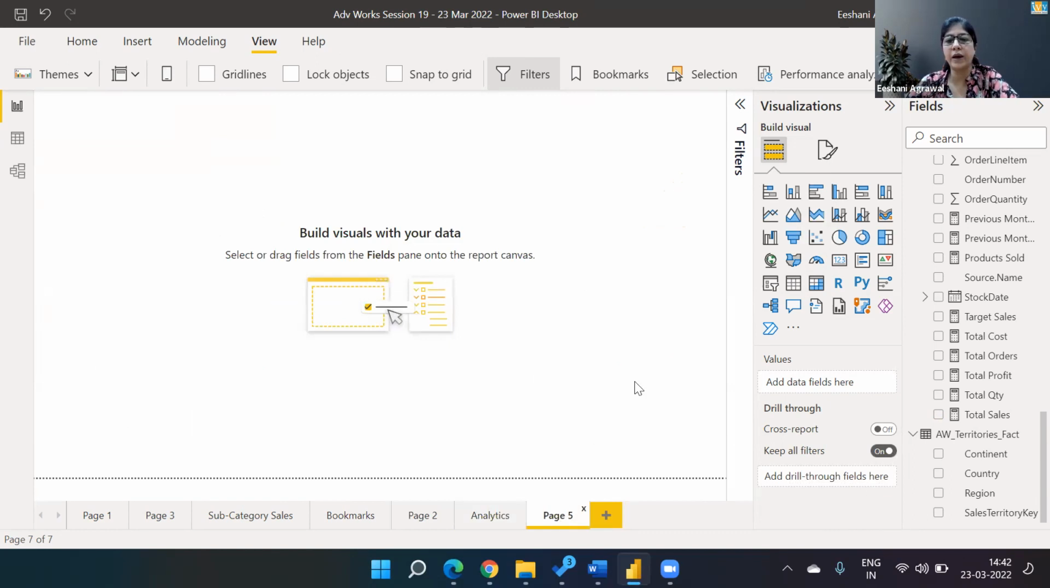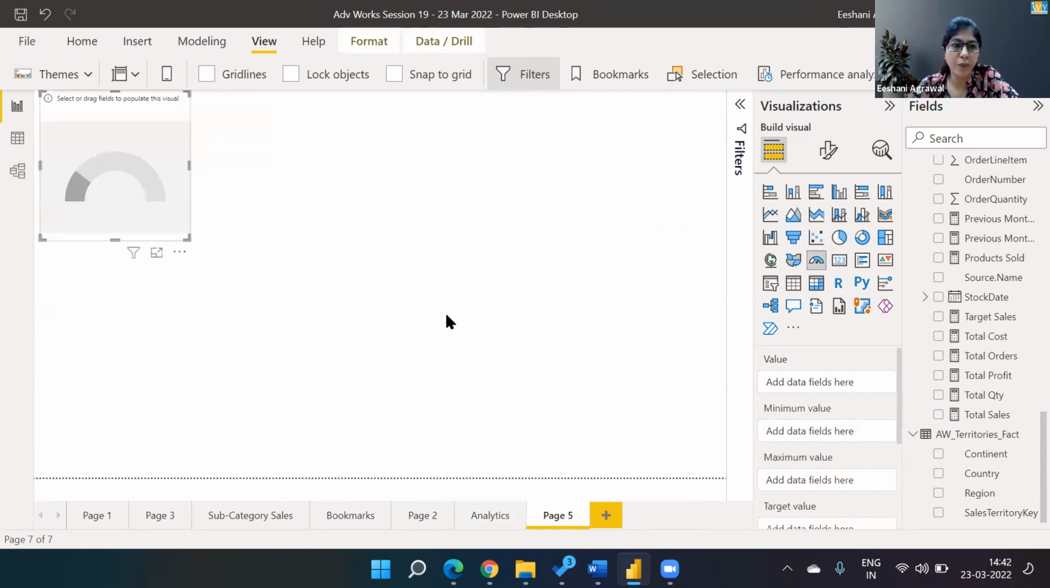And when you click on the gauge chart, what are the things that you need to give to it? If you look at it, it requires a value. What is the minimum value? What is the maximum value? What is the target value? Typically, min and max, it evaluates by itself.